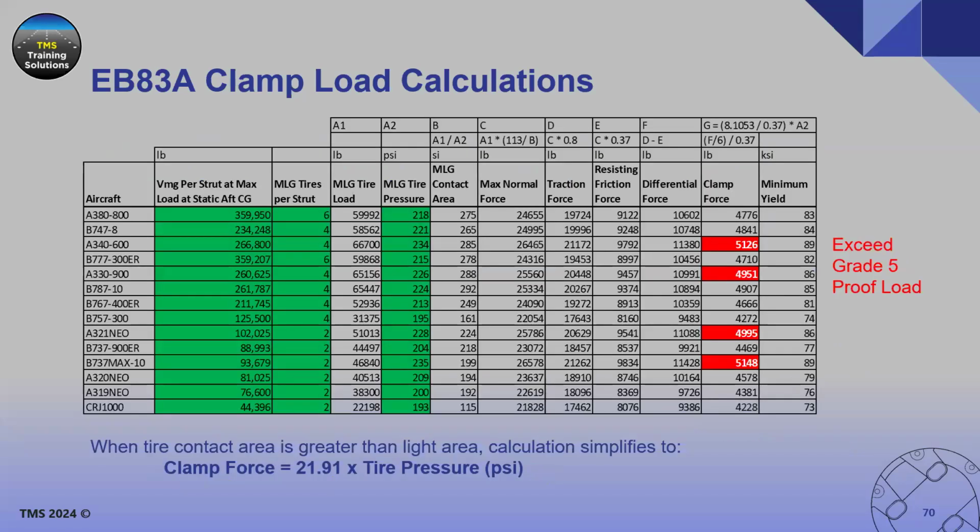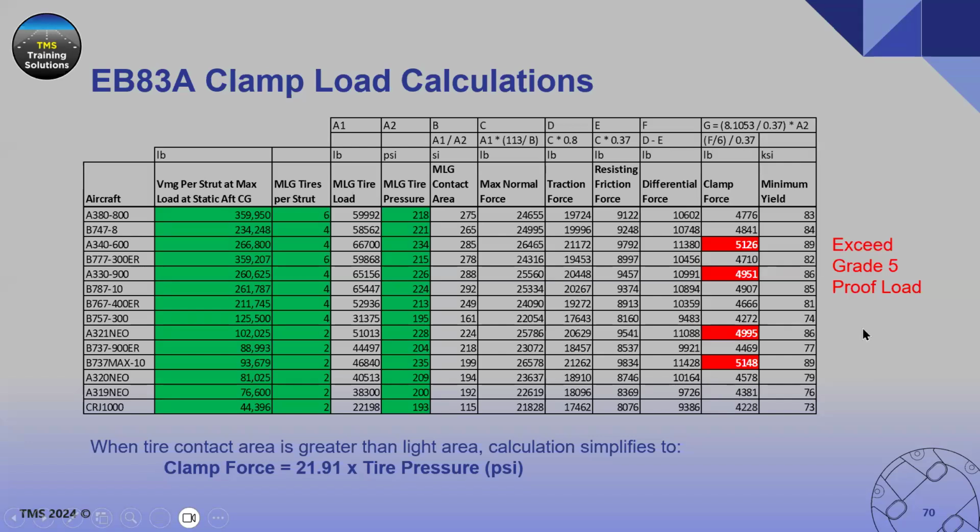So here are some examples of different aircraft going through the EB83 clamp load calculation. And what you find is that actually the A380 is not the worst case scenario. An A340-600 requires an even higher clamping load, as well as an A330, even an A321neo, and a 737 MAX-10, which I don't know if those are in operation yet. I think that might still be going through certification, but the information is published for it. And those actually exceed grade 5 proof load clamping load scenarios. So if you have those aircraft, even a grade 5 bolt is not EB83A compliant.